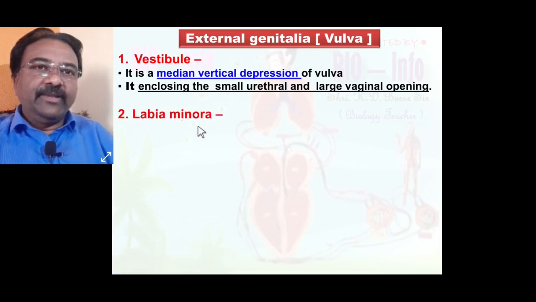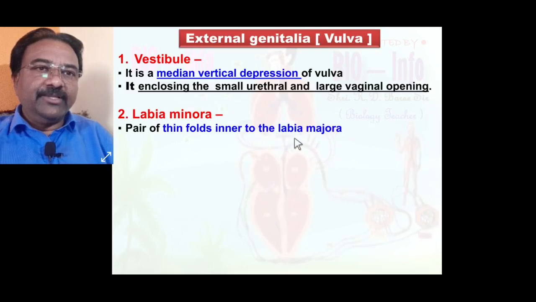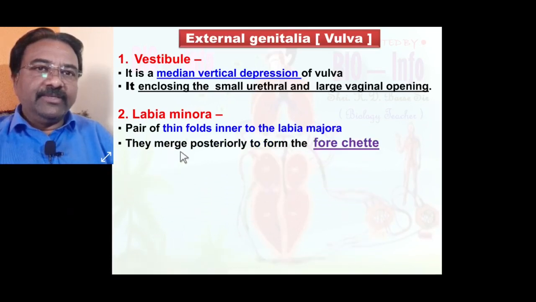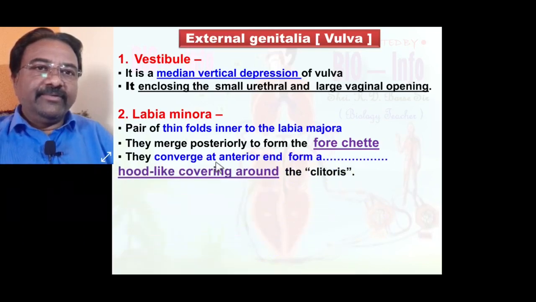Second is the labia minora. It is a pair of thin folds inner to the labia majora. Simply, inside the labia majora is a pair of thin folds called the labia minora. They merge posteriorly to form the fourchette, and they converge at the anterior end, forming a hood-like covering around the clitoris.